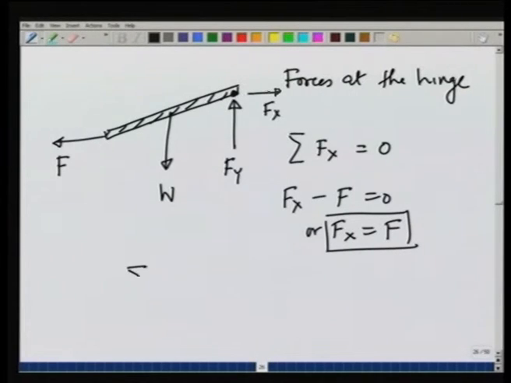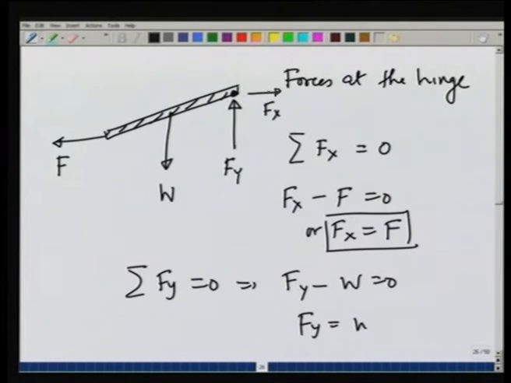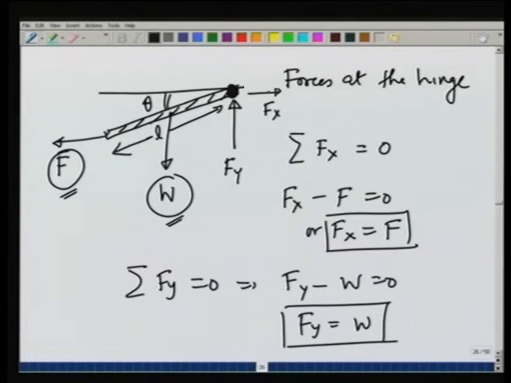Similarly, summation F_y equal to 0 gives me F_y minus W equal to 0, or F_y is equal to W. Next, we want to calculate, given this force F and given this weight W, what is the angle theta that the berth makes from the horizontal.